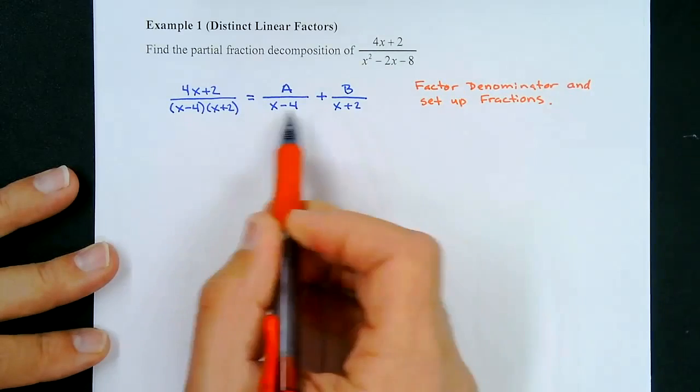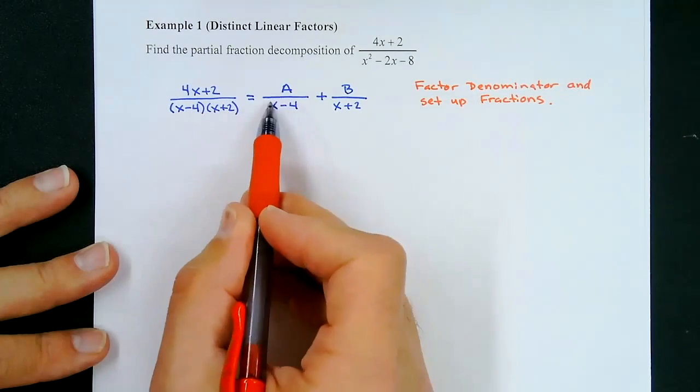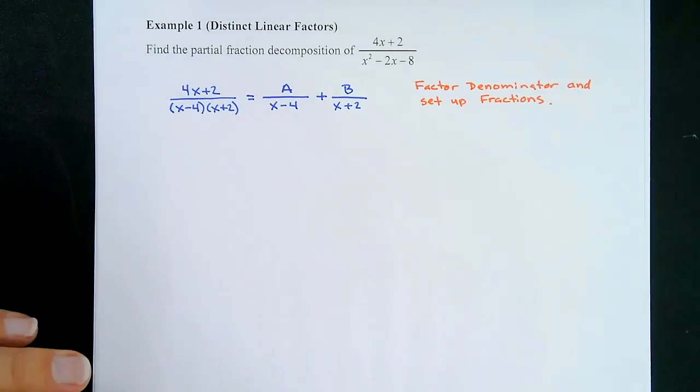And that was this step right here, okay? Because we factored it, now we know that one of the denominators is going to be x minus 4 and the other denominator is going to be x plus 2. All right.